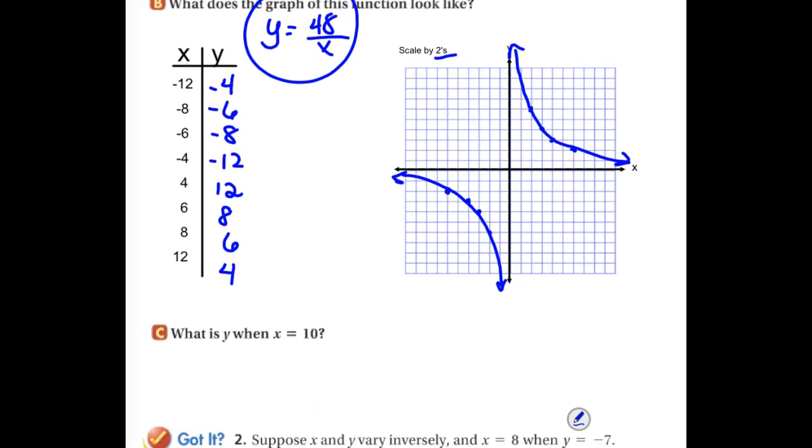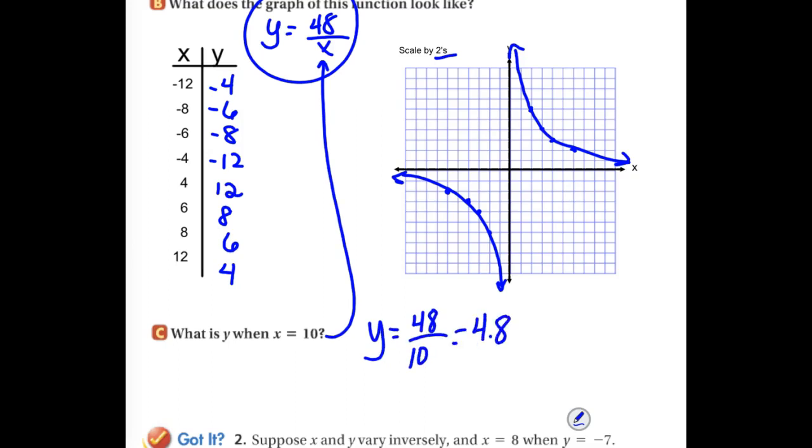The third part says, what is y when x is 10? Well, we have our equation. All we have to do is plug a 10 in there. Okay, so y equals 48 divided by 10, so 4.8. Okay?